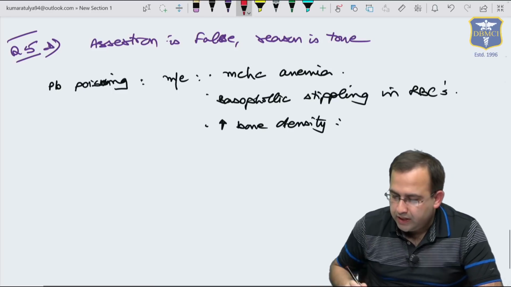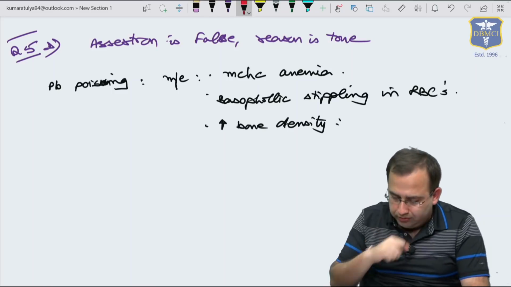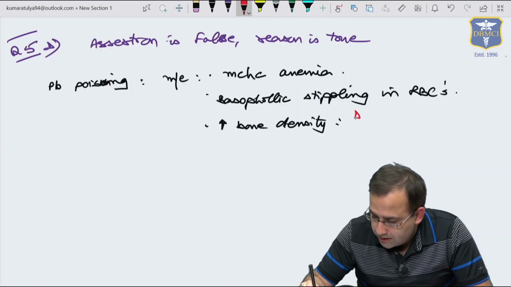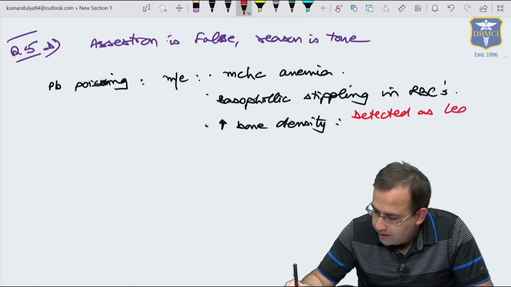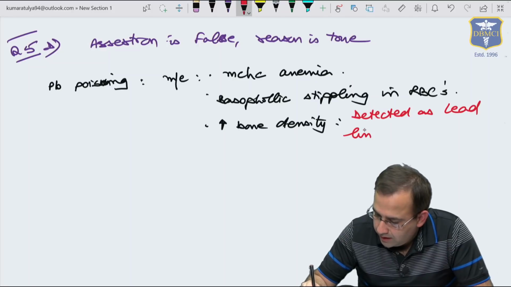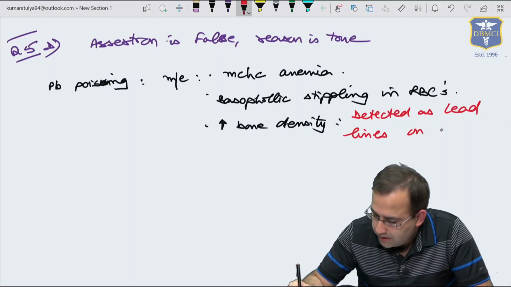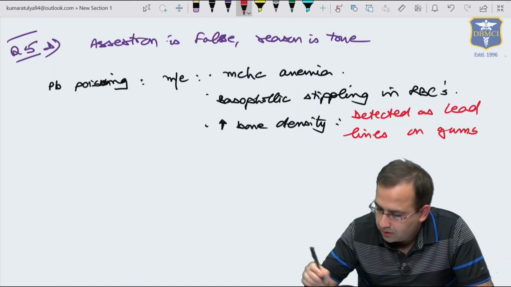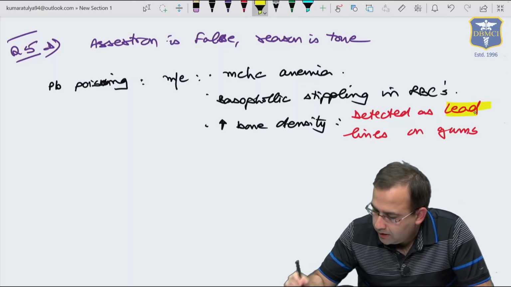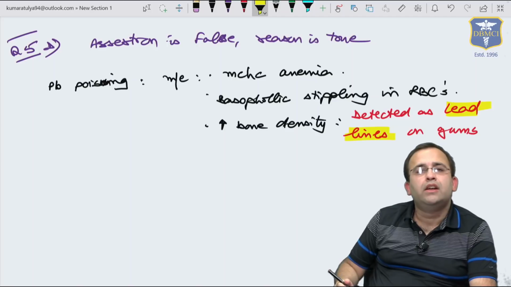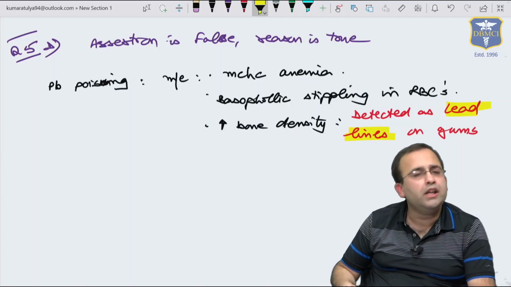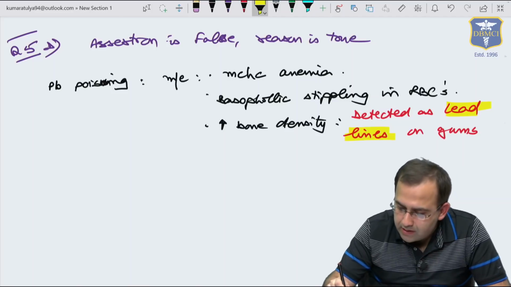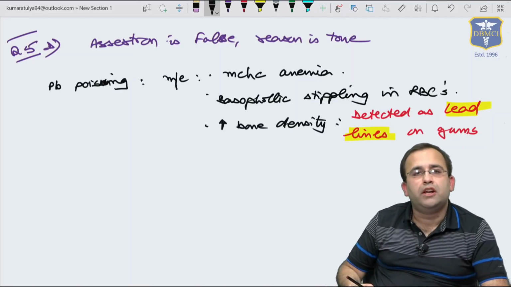Increased bone density is detected as lead lines on the gums. Clinically, it is associated with colicky abdominal pain. These are the features of lead poisoning.